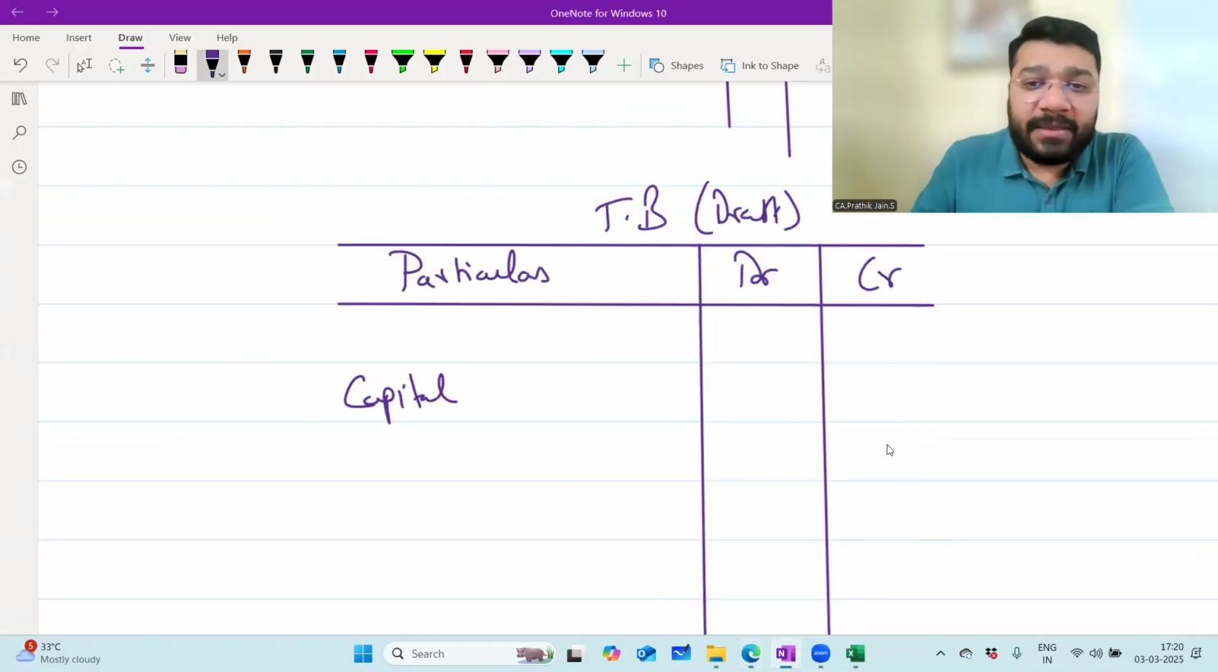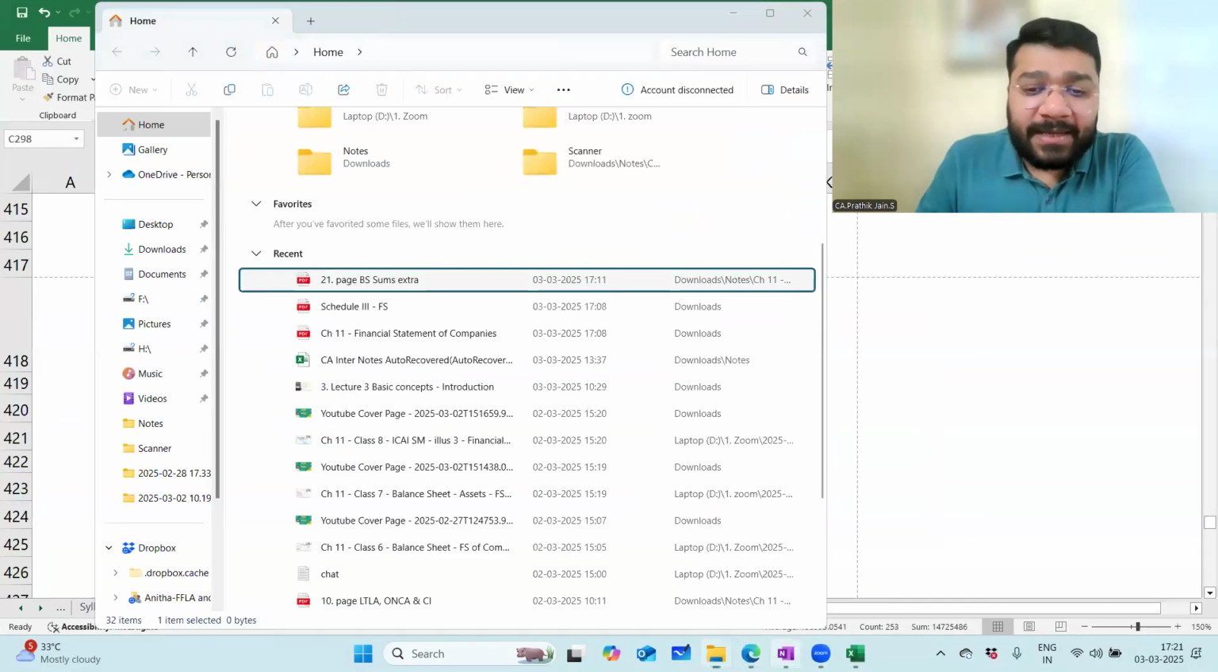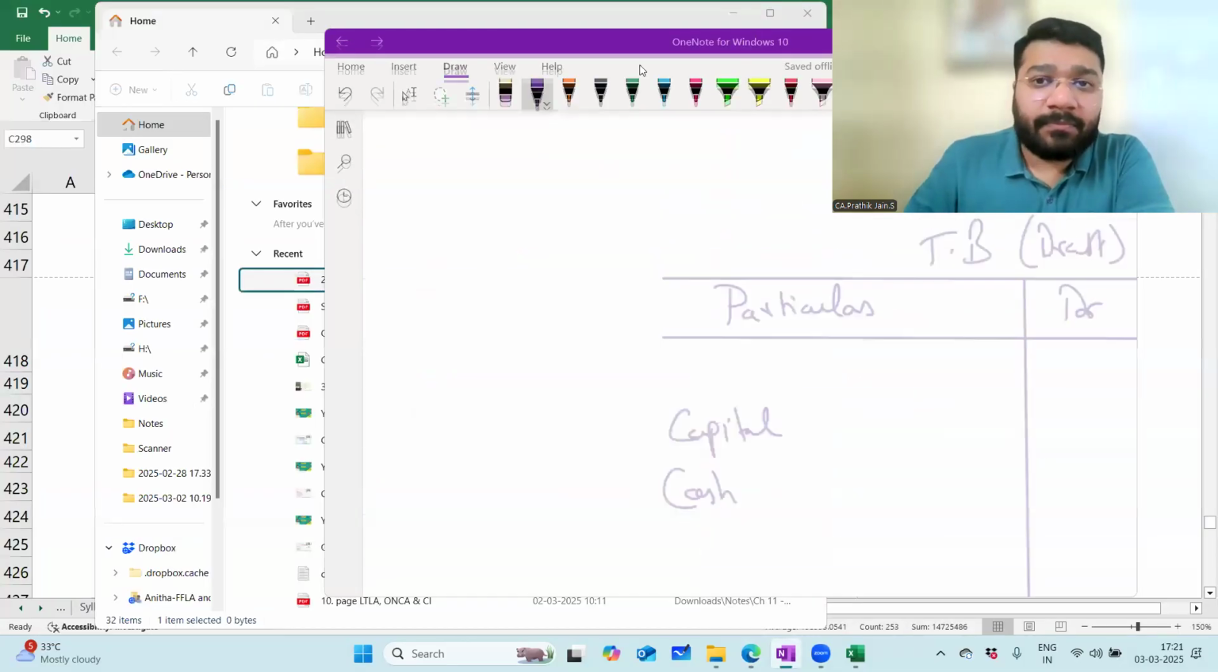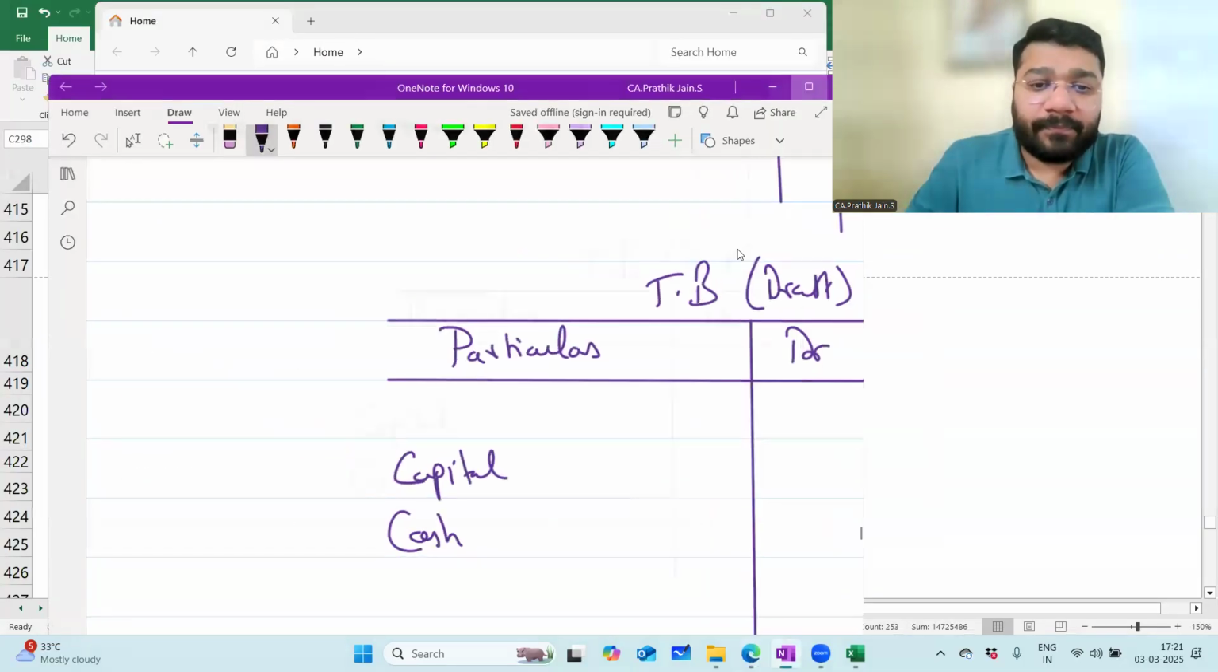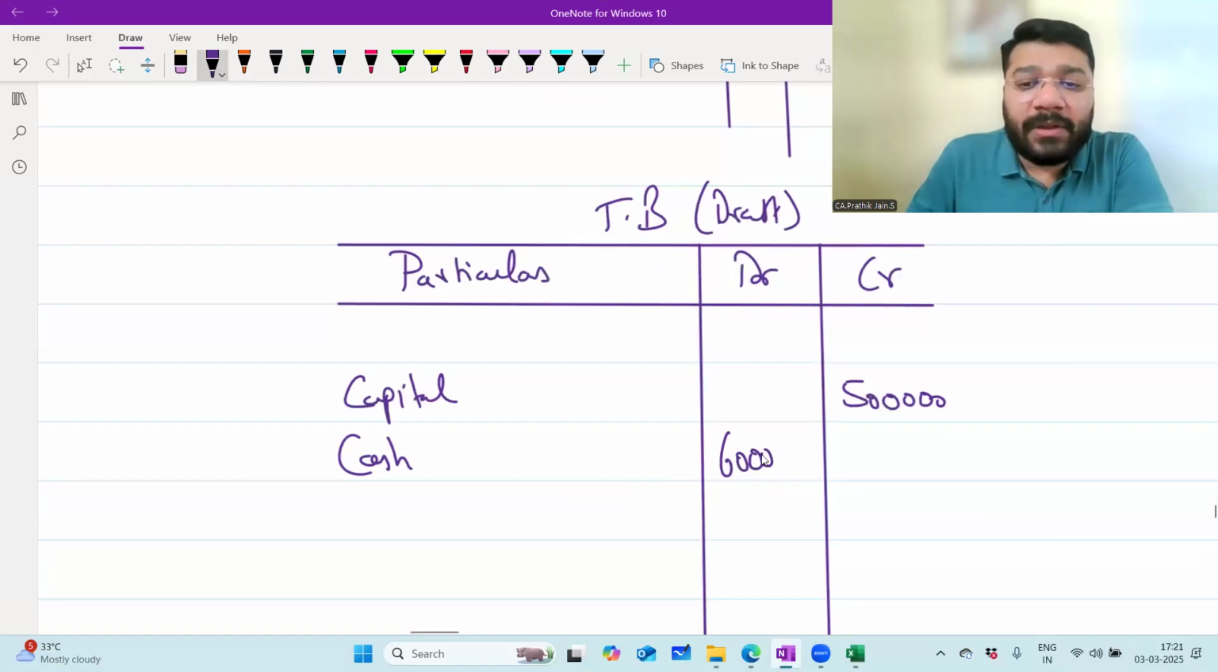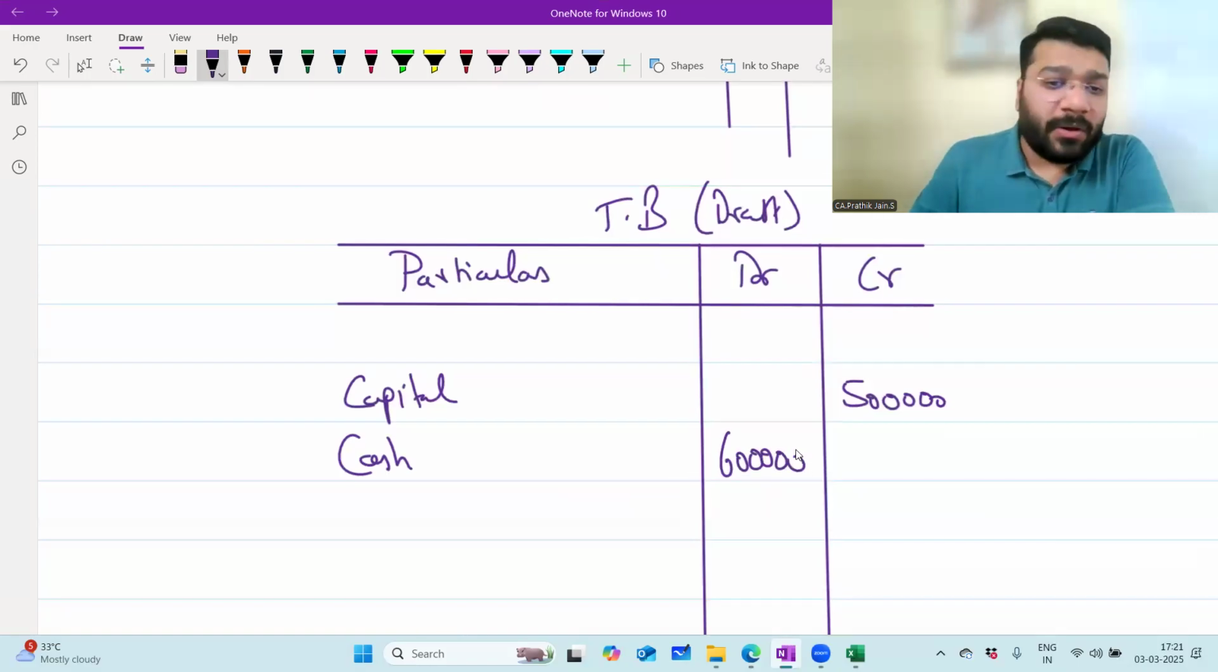So capital is how much? 5 lakh in the credit column, because capital is always a credit balance. It goes to the credit column. Cash is how much? 6 lakhs. All the assets are debit balances. It goes to the debit column.